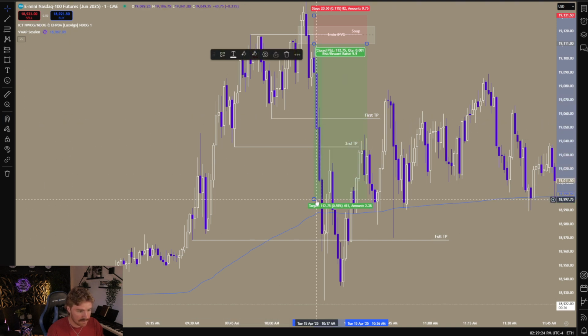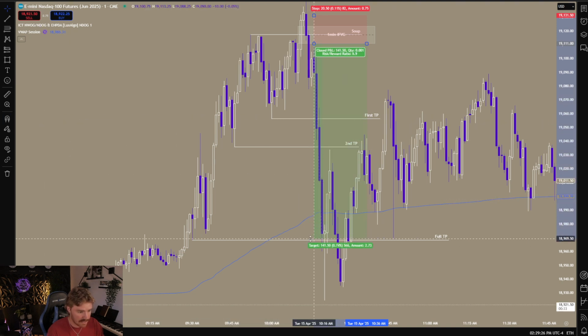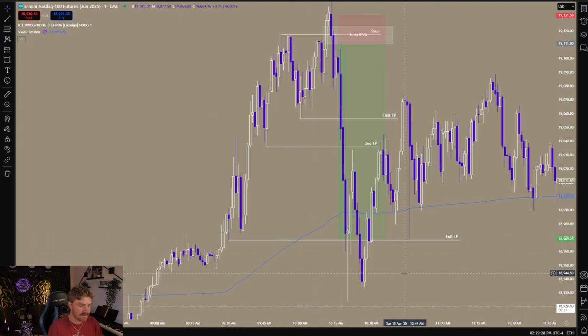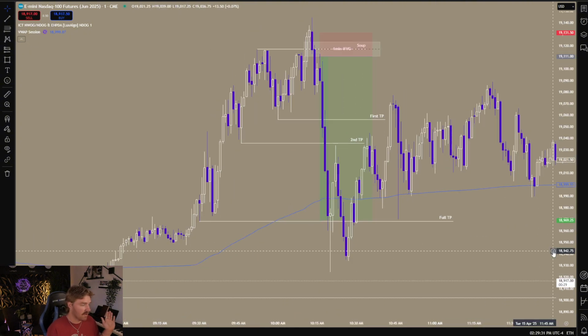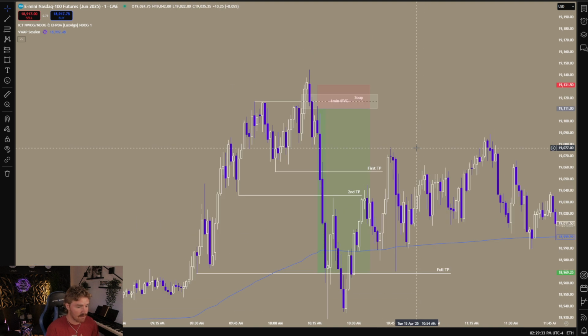Oops. So yeah, this is where I'd sell my last 2 micros. And boom, I'm out for 567 ticks. And I call it, that's it. That's all I need, right? That's how I handle a trade like that.